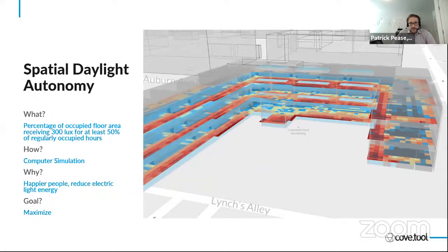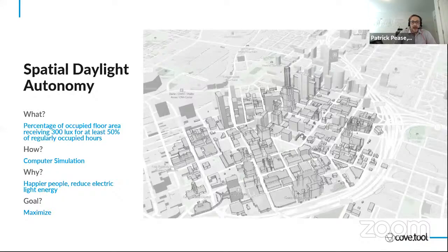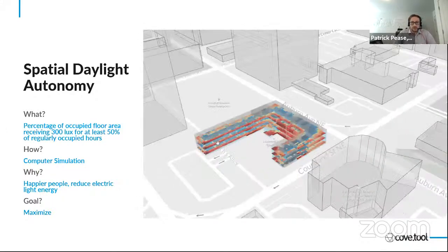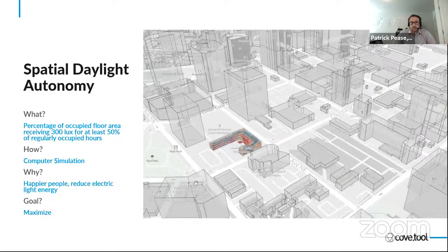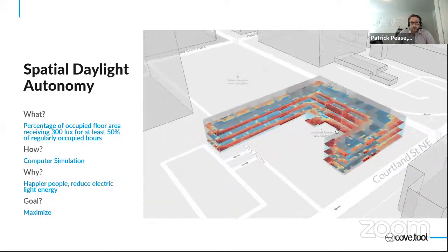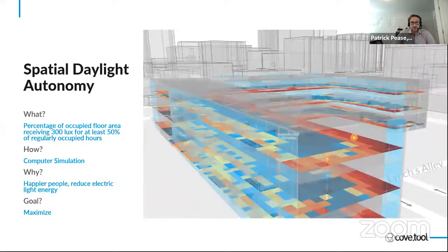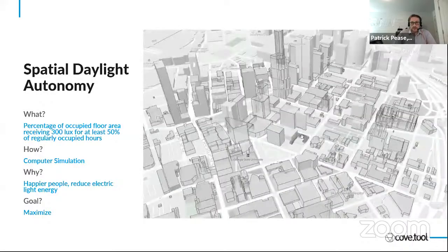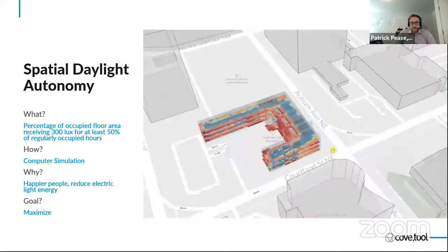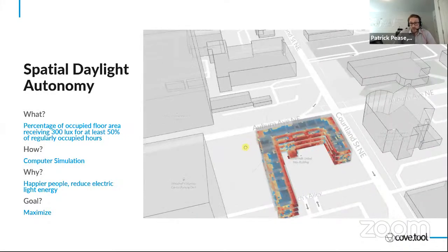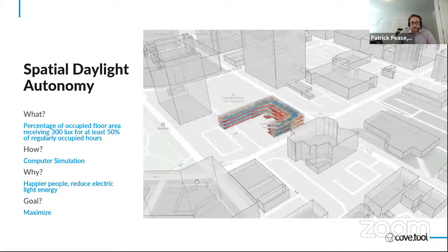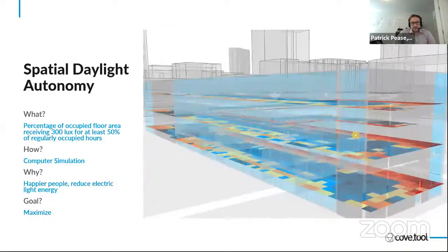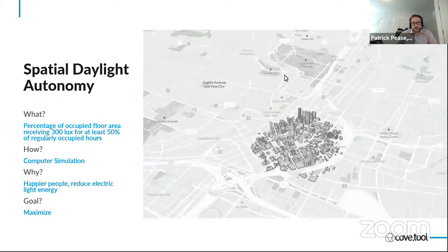Why do we care about this? Because we're really trying to get happier people, healthier people. There's a lot of studies out there that look at how natural light improves people's mood, productivity, and health. So in a hospital, that's very important for patients. If we have wards where someone might be staying there many days or even weeks, natural light will definitely help them heal. And so our goal for this one is to maximize. We want to maximize our spatial daylight autonomy.